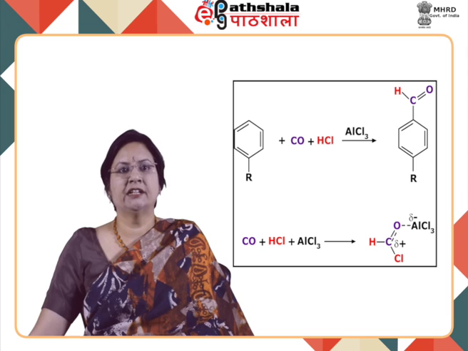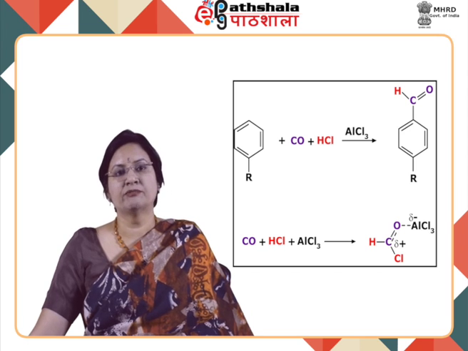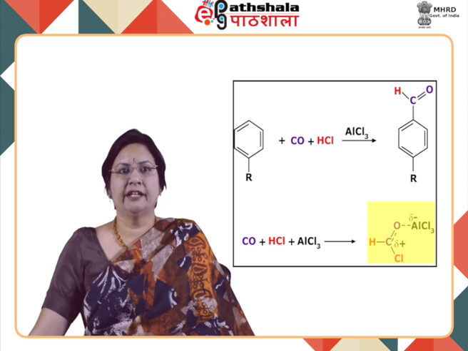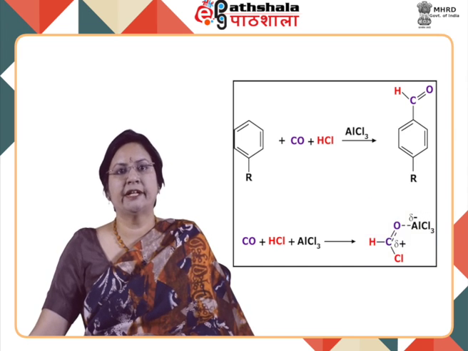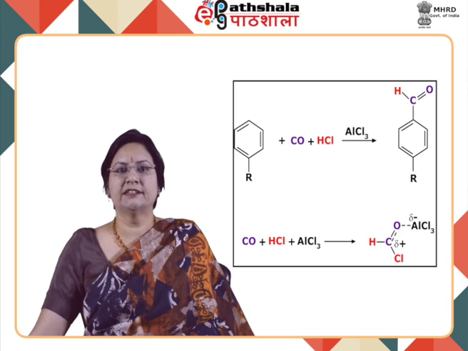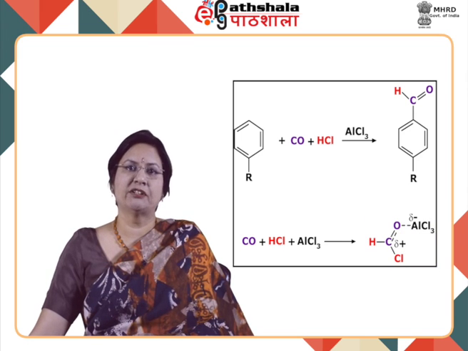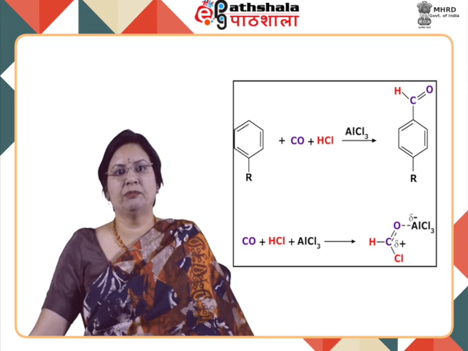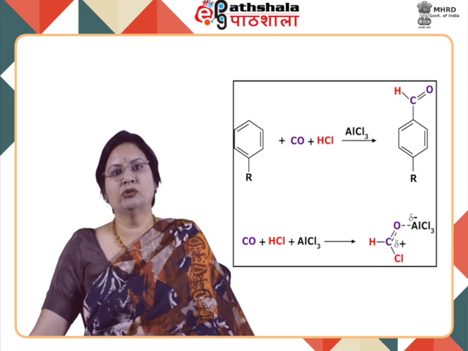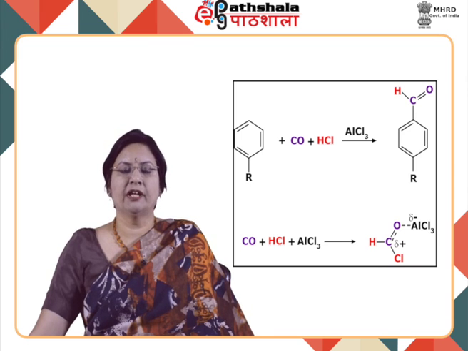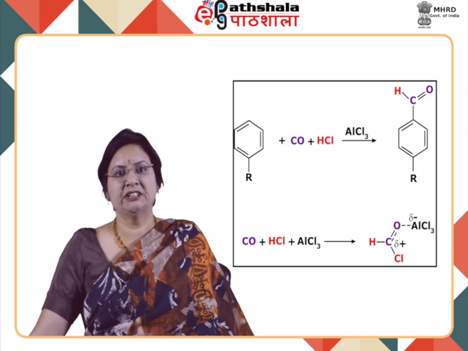As you can see in this general reaction, it is CO plus HCl. In situ they give rise to formyl chloride. Formyl chloride is otherwise unstable, so it is prepared in situ with the help of carbon monoxide and HCl. Later on AlCl3 acts as a Lewis acid and generates the electrophile, which is CHO plus, which attacks the aromatic substrate and gives CHO introduced at the ortho or para position, because we are taking activated benzenes as the substrate.